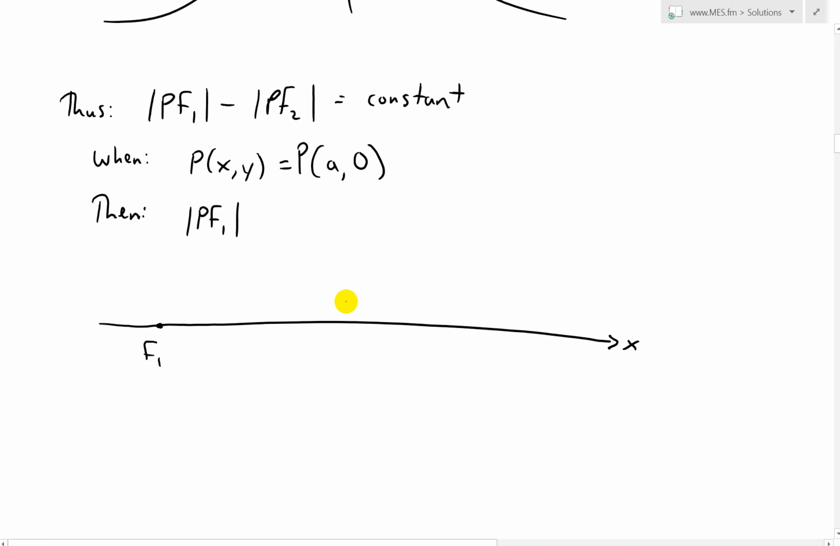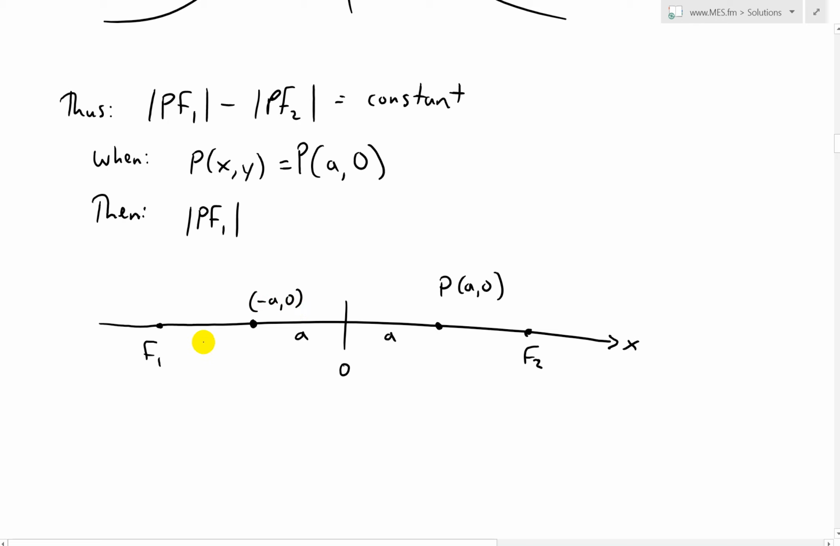If this is right here, our 0, then what we have here is our F2 like that, and this is the point P. I'll draw it better actually. This is our point P across here, and this is at a 0. So this distance is A, and this distance from here to here is also going to be our A, and this is our negative A, 0.